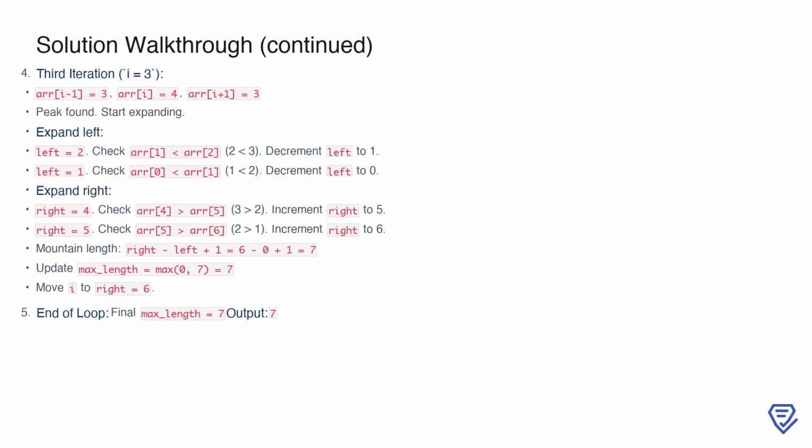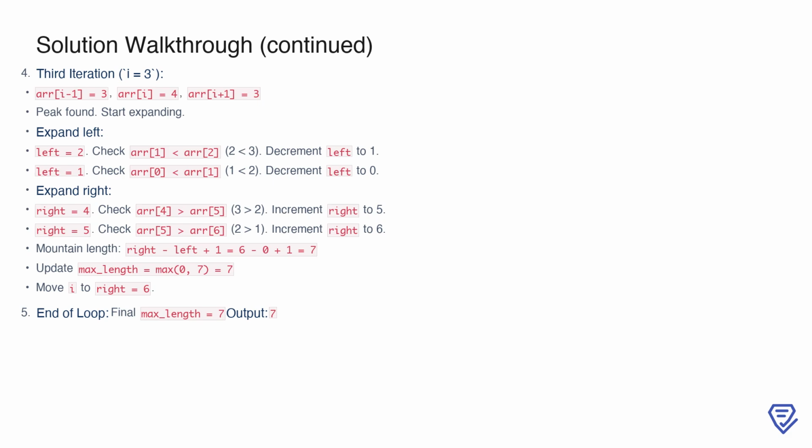This satisfies the peak condition ARR[I-1] < ARR[I] > ARR[I+1], so we identify 4 as the peak and begin expanding outward. First, we expand to the left starting from left equals 2. We check if ARR[1] < ARR[2], 2 less than 3, which is true, so we decrement left to 1. Then, we check ARR[0] < ARR[1], 1 less than 2, which is also true, so we decrement left to 0. At this point, we cannot go further left.